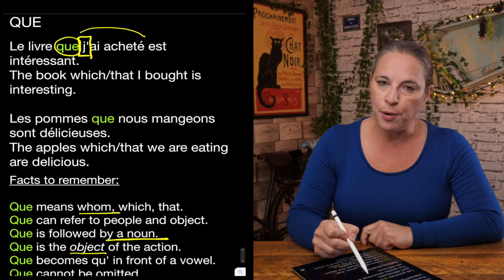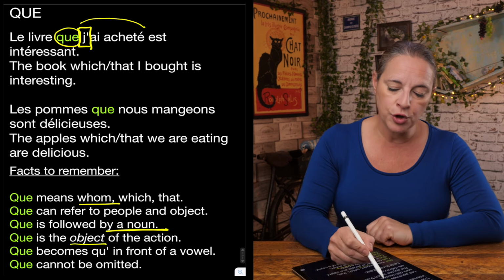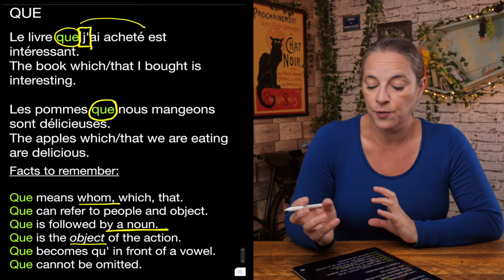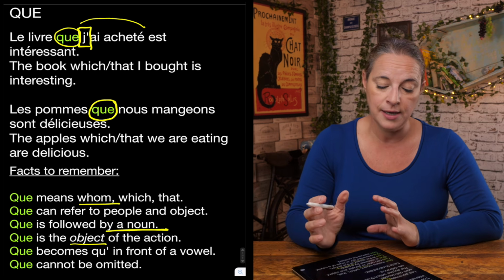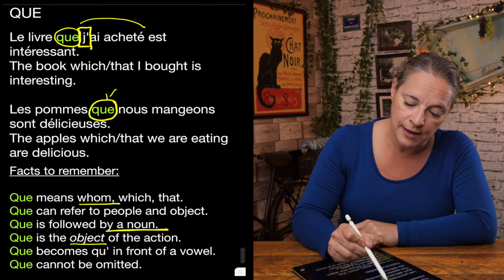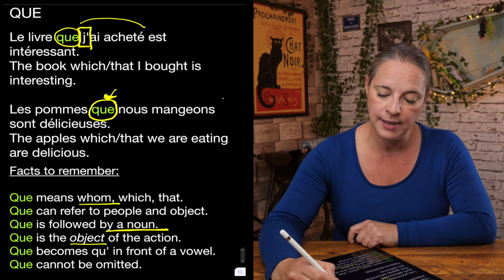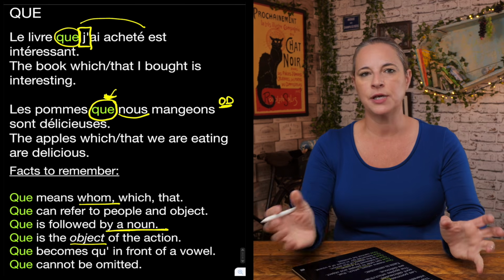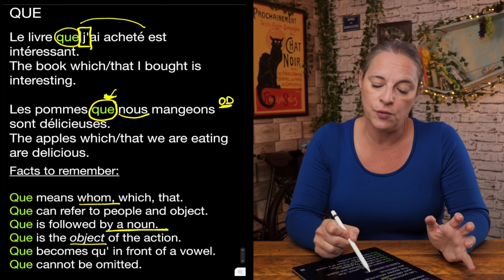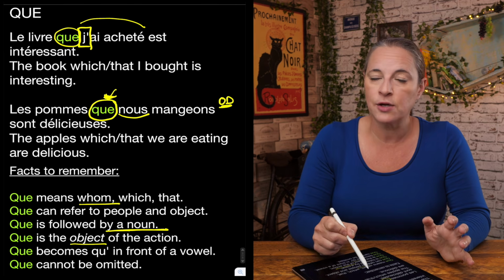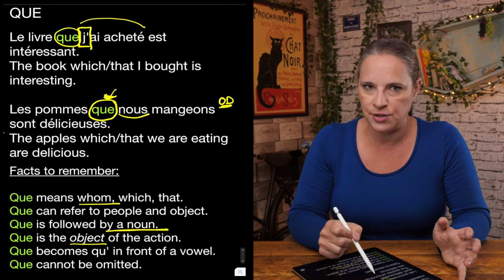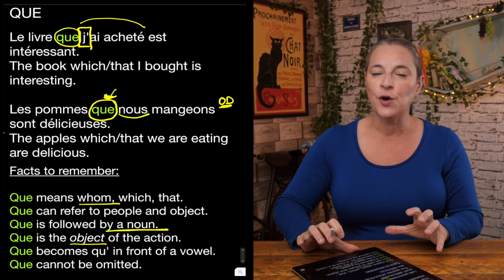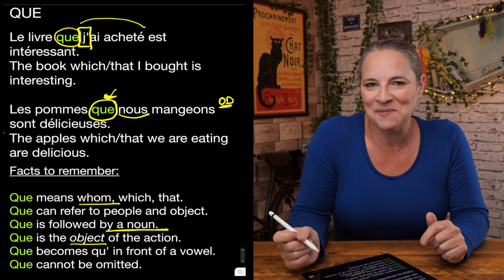Now, les pommes. Have a look at les pommes. Les pommes que nous mangeons sont délicieuses. The apples that we are eating are delicious. Okay. Now, les pommes is transferred here. Okay. Because it's the objet direct of nous mangeons. And nous is a subject pronoun. So, les pommes que nous mangeons, the apples that we are eating are delicious. Okay? Les pommes que nous mangeons. Can you see that? So, we're going to see that in an example. It's going to become so much clearer.